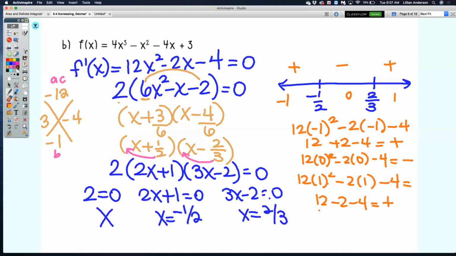So now that we have that, let's give me my intervals. Reading from left to right, from negative infinity all the way to positive infinity. To start, the graph is what? It's increasing from negative infinity to negative 1/2. Very good. Then after negative 1/2, it's what?